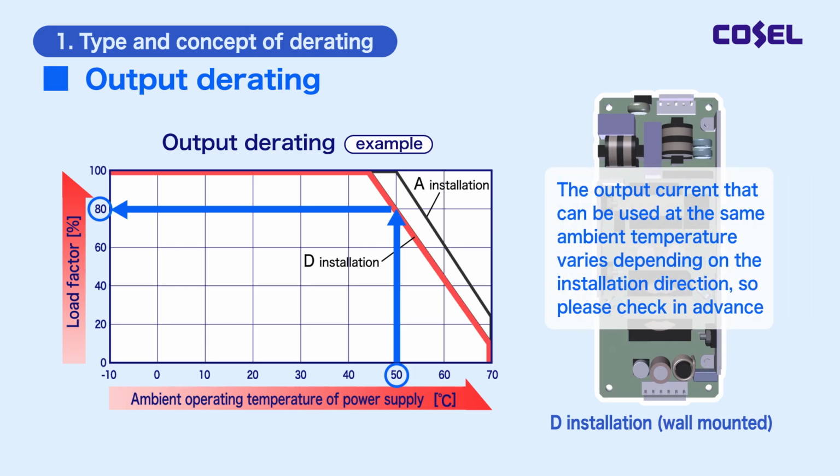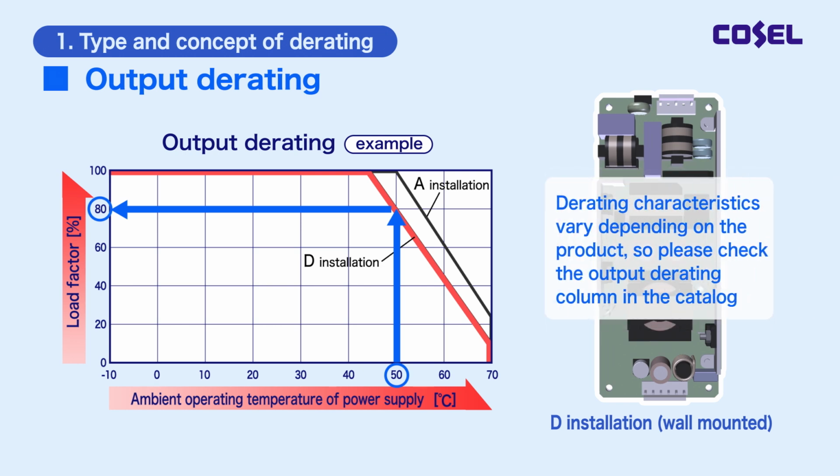The output current that can be used at the same ambient temperature varies depending on the installation direction, so please check in advance. Additionally, the derating characteristics differ by product, so also check the output derating column in the catalog.